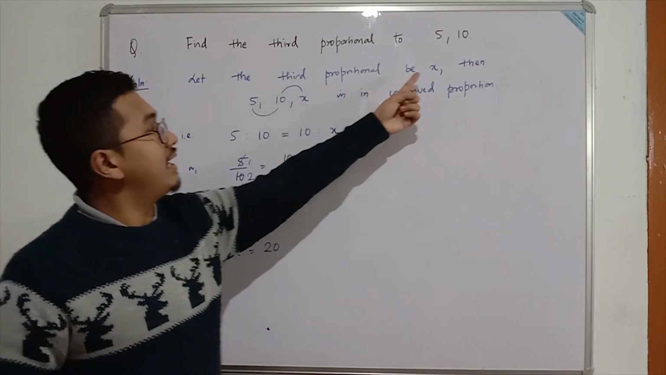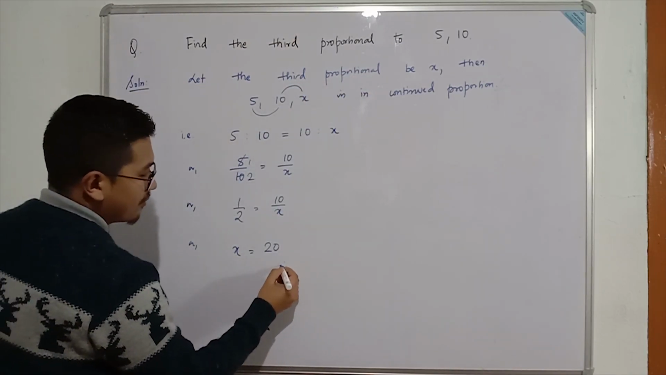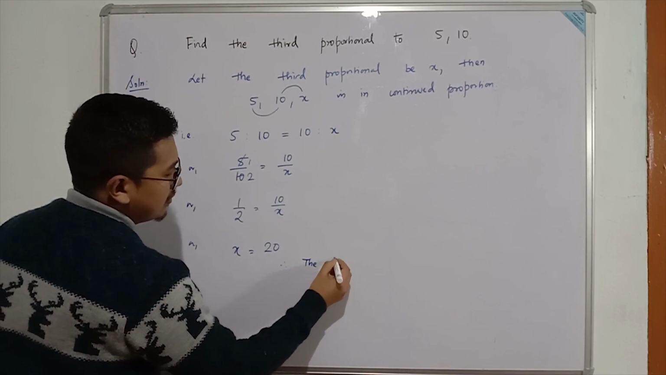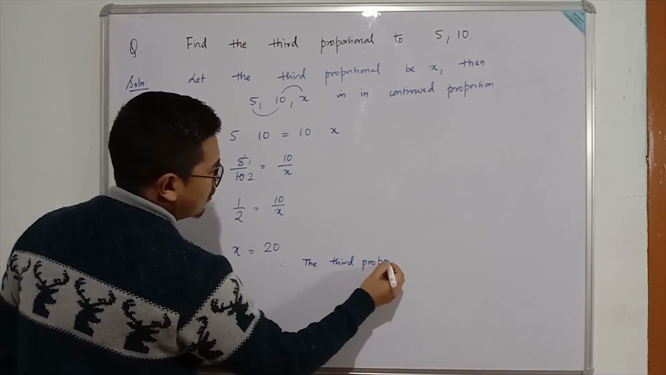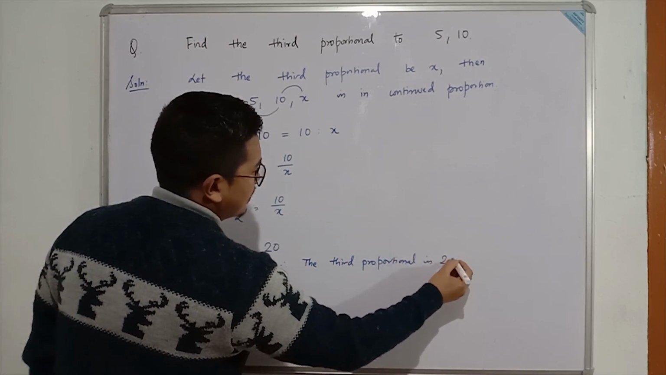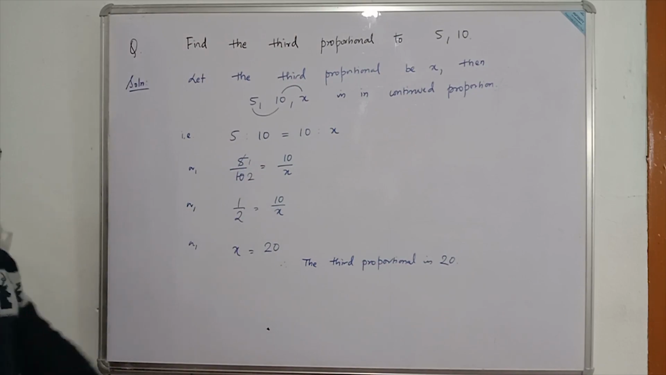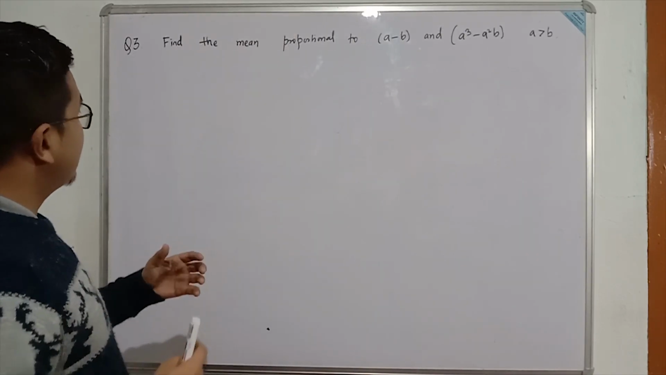So what was x? x was the third proportional. So we can conclude, therefore, the third proportional is 20. So the value of the third proportional is 20. Okay, let us see the next question.